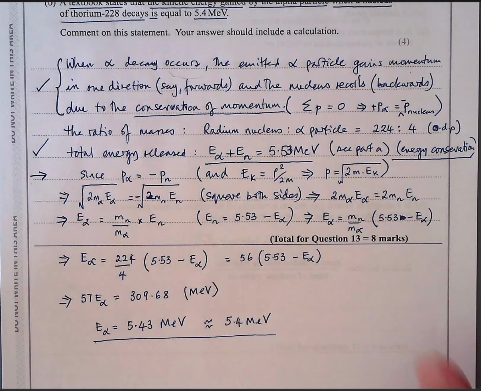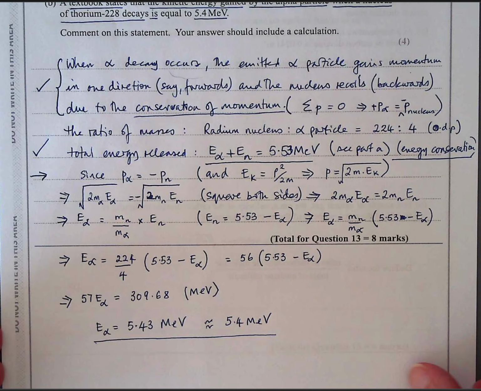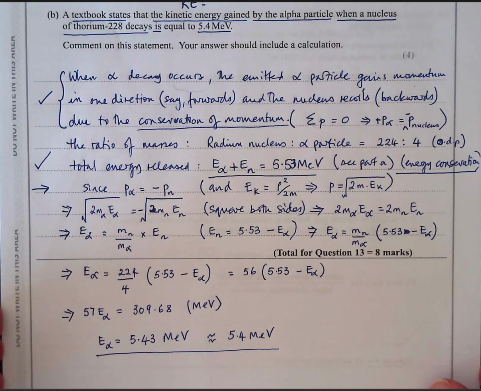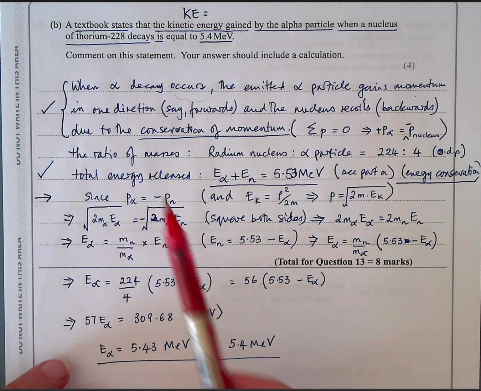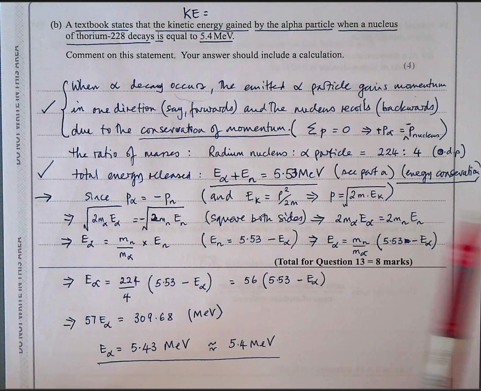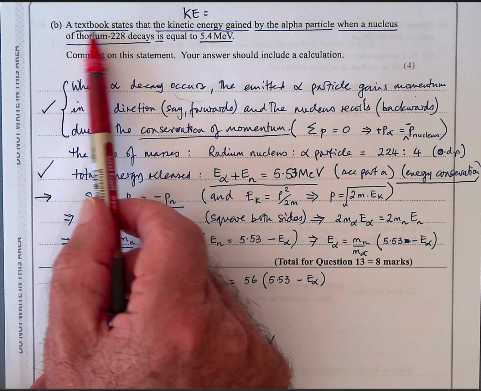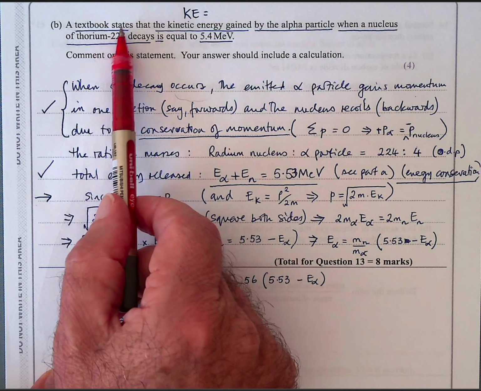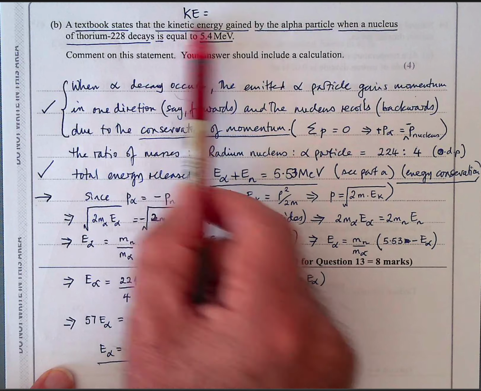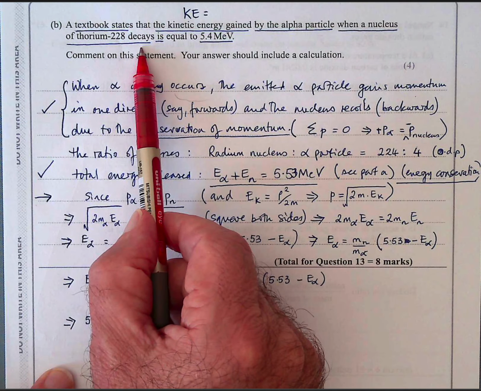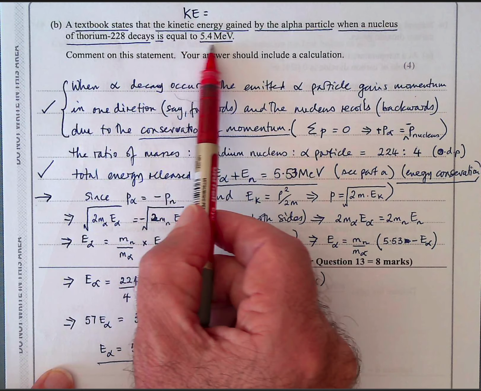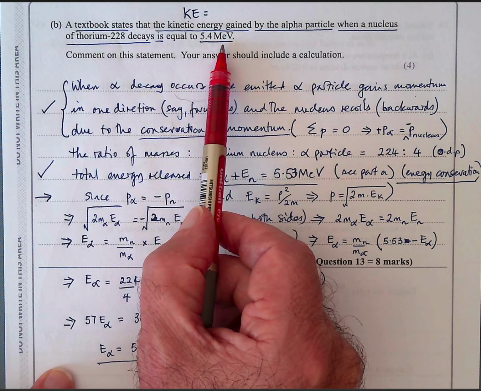The second part then is looking in a bit more detail at some algebra that you need to do. It says a textbook states that the kinetic energy gained by the alpha particle when a nucleus of thorium decays, which is what we just looked at, is equal to 5.4 megaelectron volts.